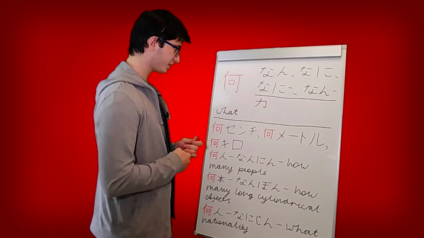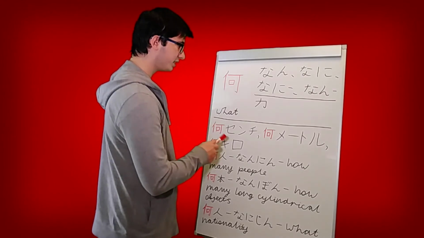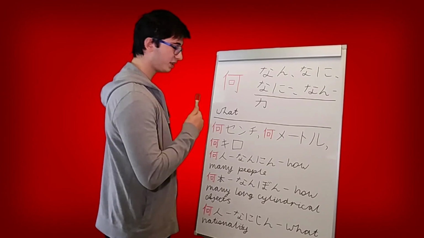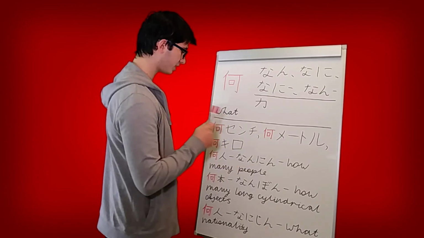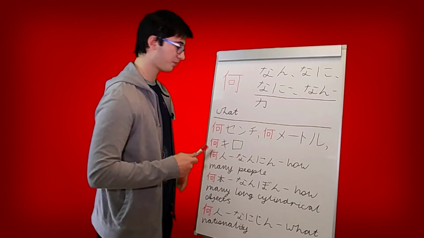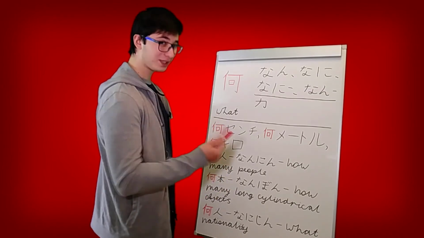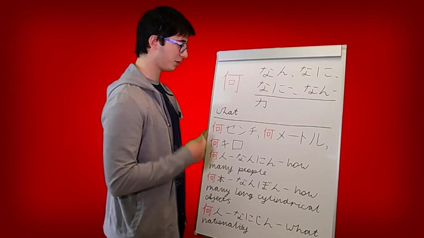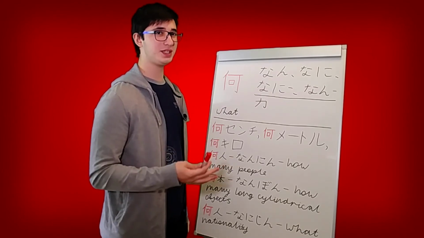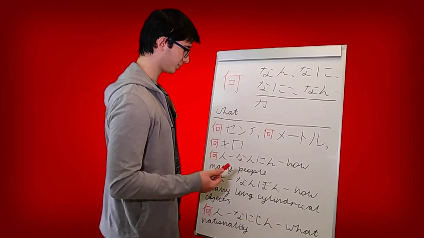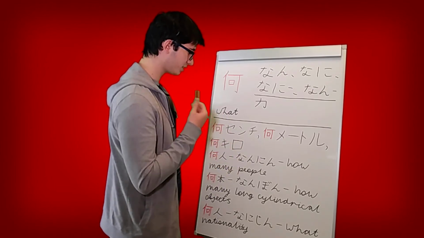Okay, so here's the next set of words. We have nansenchi, nanmetoru, and nankiro, which means how many centimeters, how many meters, and how many kilometers, respectively. And if you're from the US, this should be important because you will have to learn the metric system if you want to learn Japanese, because Japanese, just like the rest of the world, uses the metric system. So you'll have to learn centimeters, meters, and kilometers.